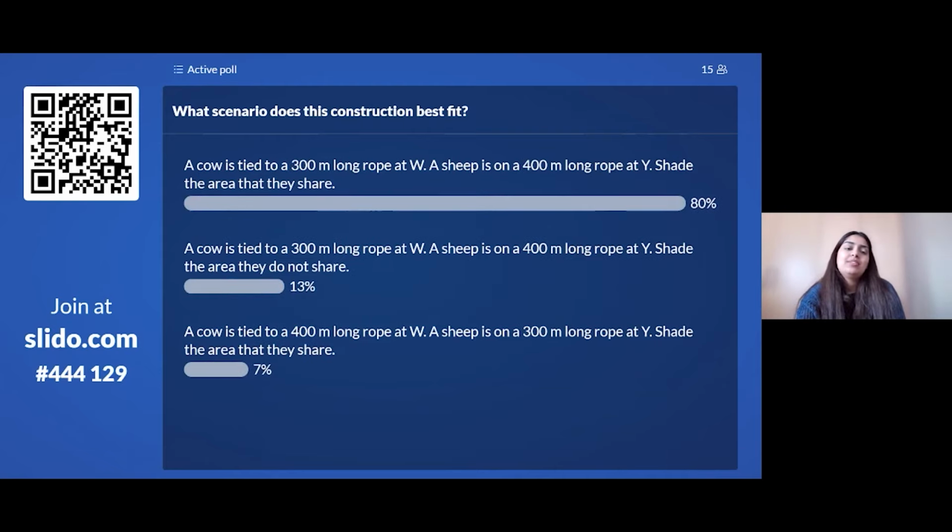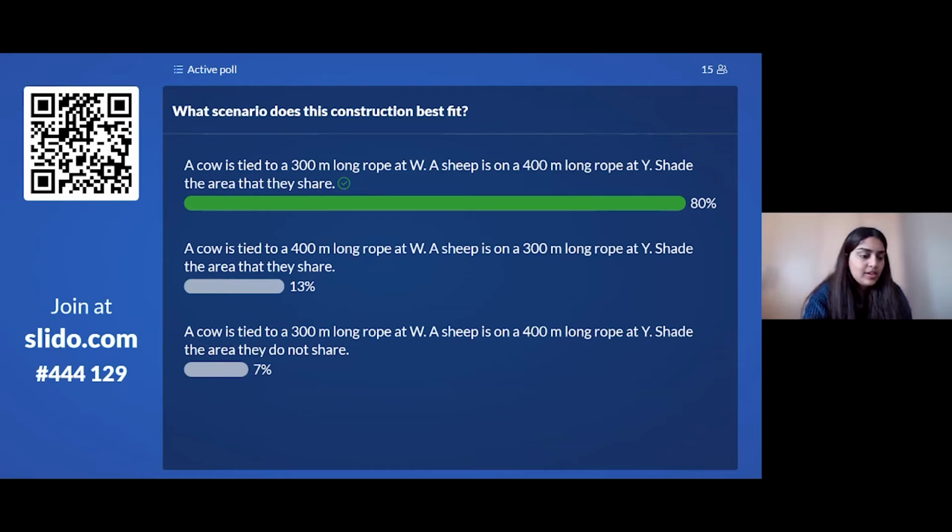Most of you said cow is tied to a 300-meter long rope at W, sheep is on the 400 meter long rope at Y, and we need to shade the area that they share. So that is the correct answer indeed. So well done if you got that correct. I'm going to quickly go through the answers.